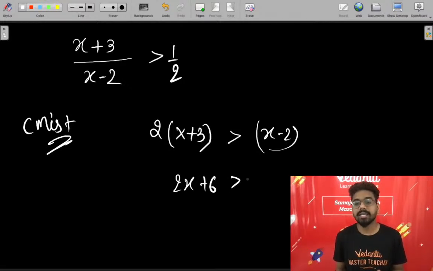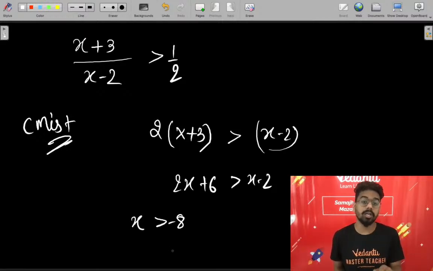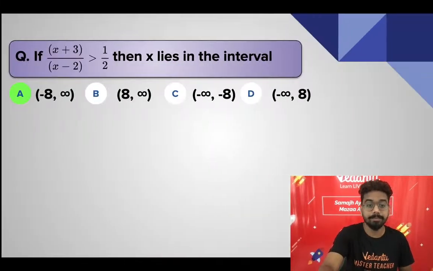2x plus 6 greater than x minus 2. When you solve this, you will come up with x greater than -8. Your solution will come out as -8 to infinity. Okay, let's see what the solution is.